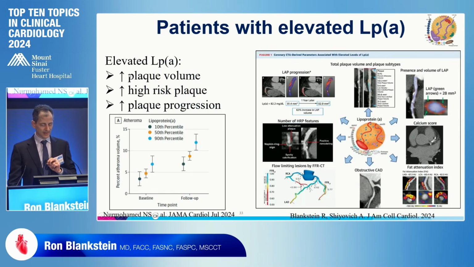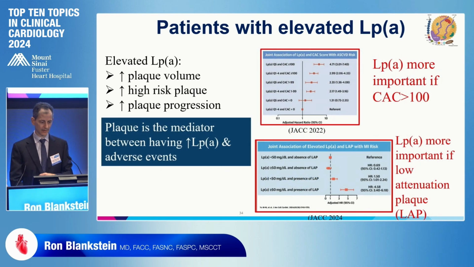Why am I showing this? Because elevated lipoprotein A has been associated now in multiple studies to be associated with more plaque, more high-risk plaque, but also faster plaque progression. So not everybody with high lipoprotein A is going to have plaque, but people who develop plaque, that plaque tends to progress, and it may be higher risk plaque.